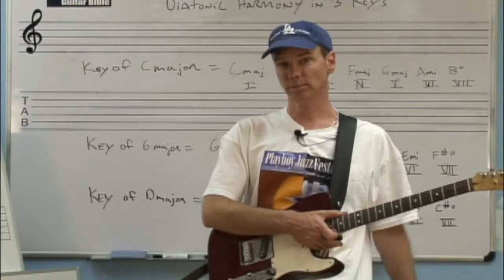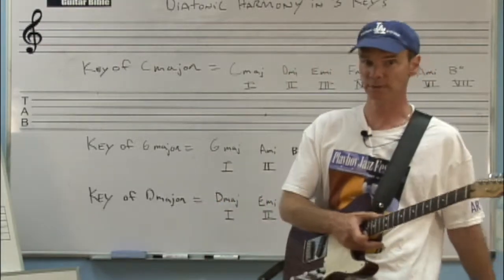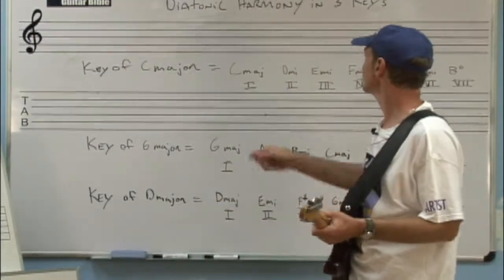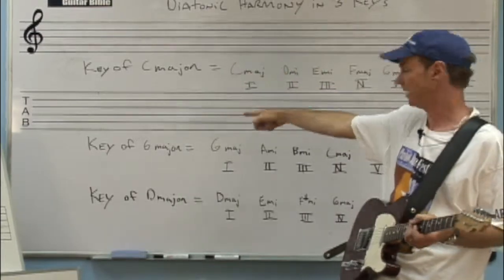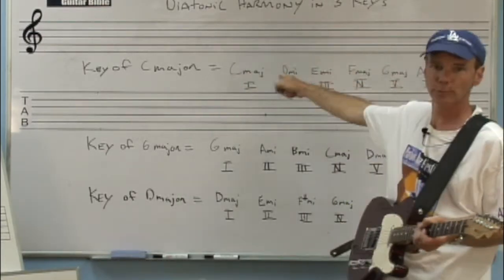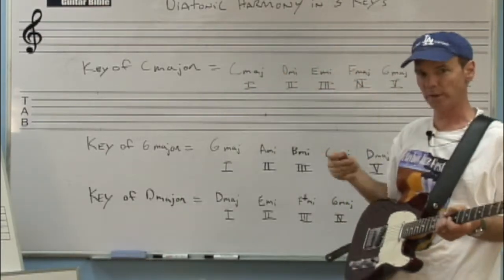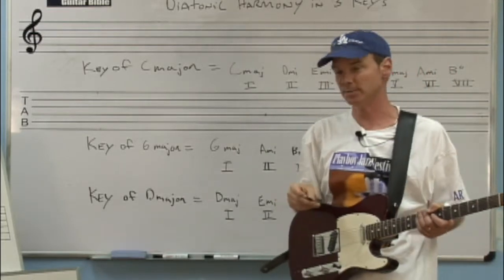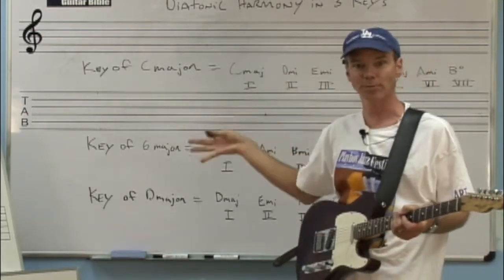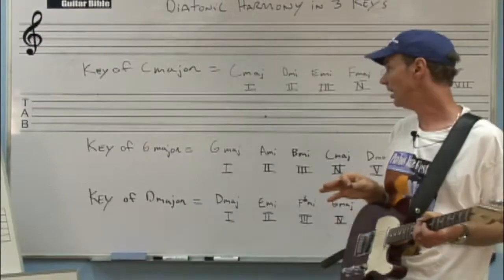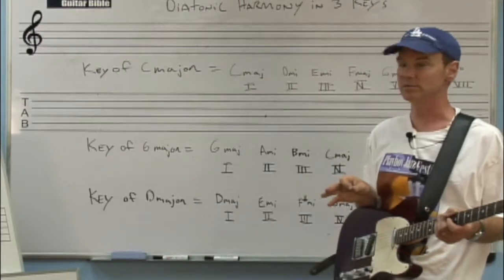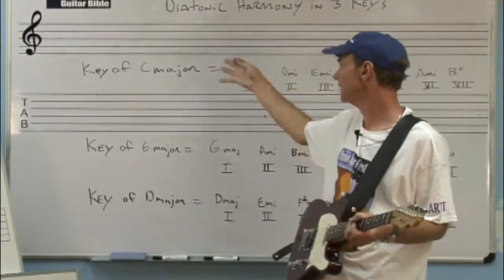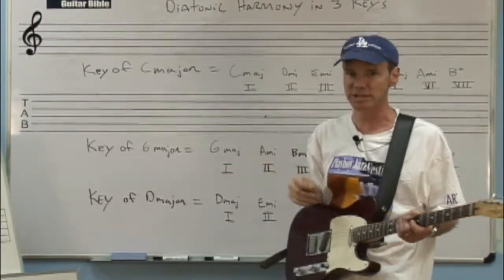One of the skills in understanding transposition and how songs can operate in different keys is understanding something about harmony and the theory behind it. So what I've done here is write out the diatonic harmony of three different keys. Now we know in music there's actually 12 different keys, but I'm just going to start off with three to show you some of the concepts. So I've written out the key of C, the key of G, and the key of D.